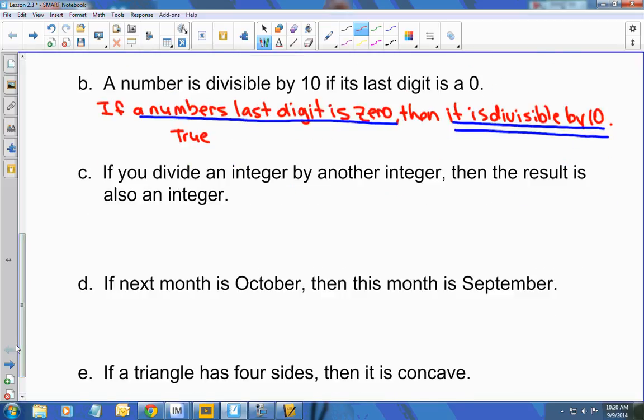All right. If you divide an integer by another integer, then the result is also an integer. That's my hypothesis: divide an integer by another integer. Then my conclusion, the result is also an integer. What's an integer? A whole number, can it be positive or negative? Okay, because a whole number is positive, but an integer is a positive or a negative whole number. So if you take and you divide an integer by, let's say, another integer, 1 divided by negative 2, what's that going to be? That's going to be negative 0.5.